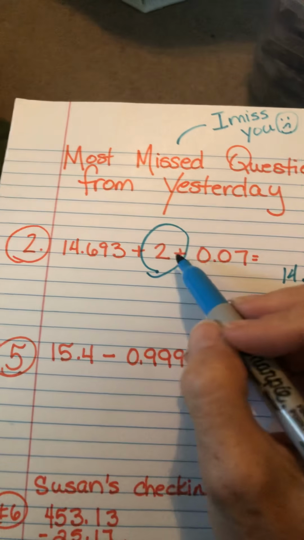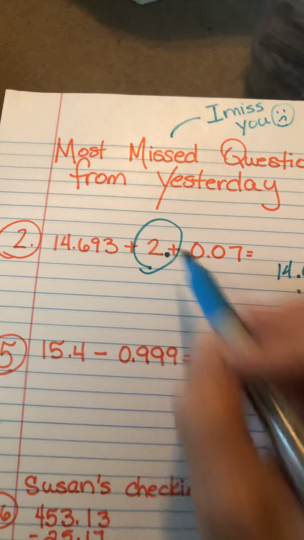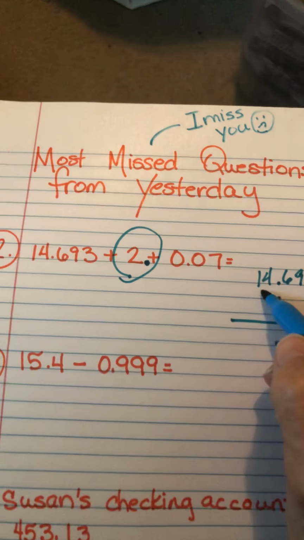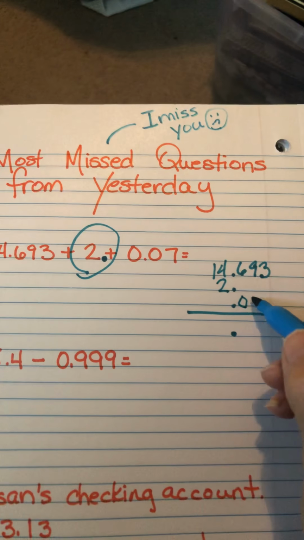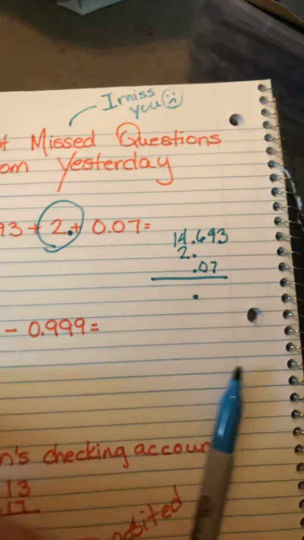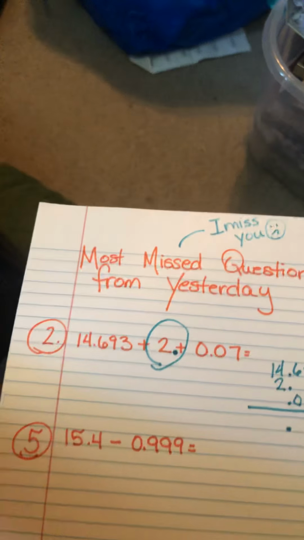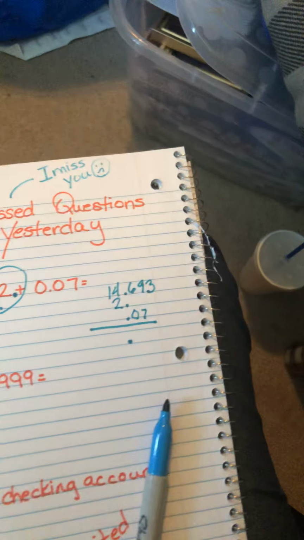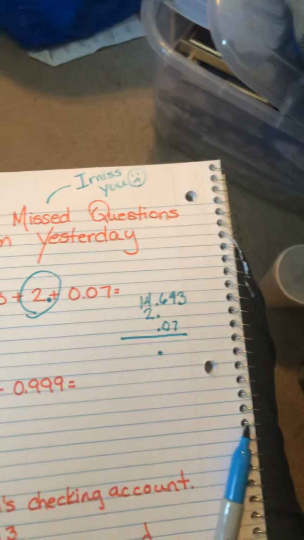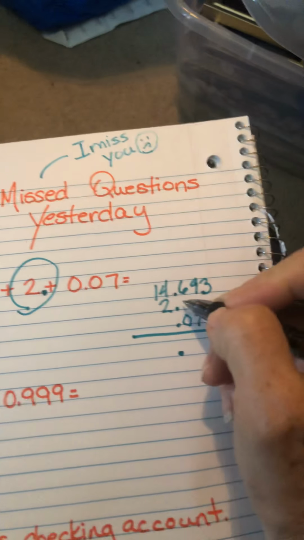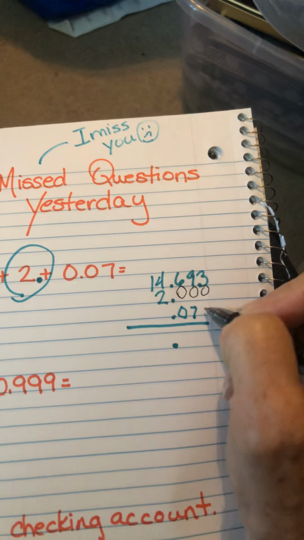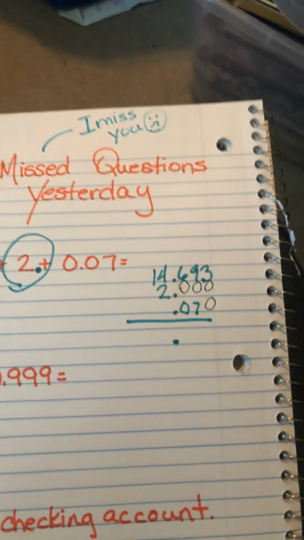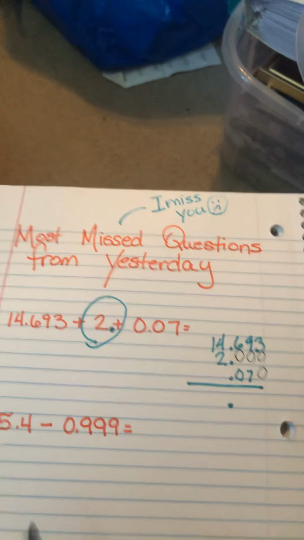2 doesn't have a decimal. When a number doesn't have a decimal, we always put it behind. So it would look like this over here. And then 0.07. Now it's up to you. The video talked about this, whether you go ahead and add zeros in or not. It's up to you. You can go ahead and put 1, 2, 3 zeros here and 1 zero here. And now we are ready to add up.